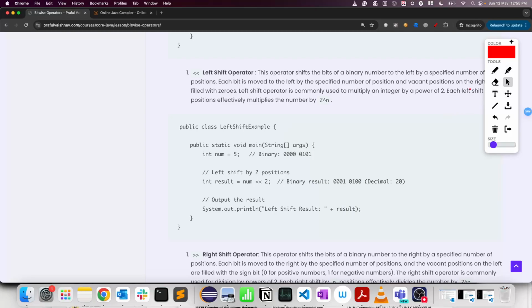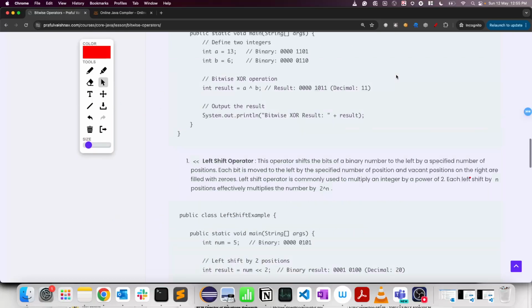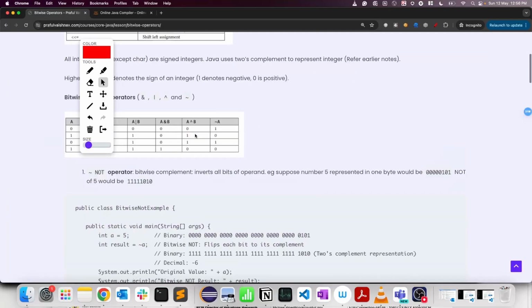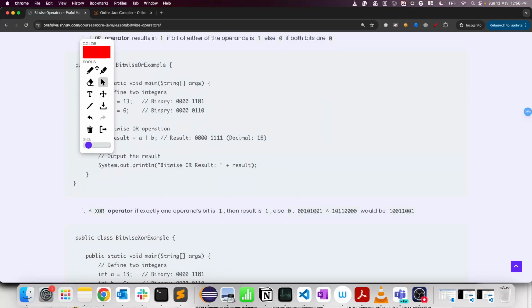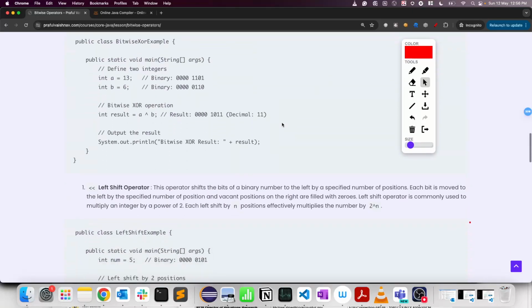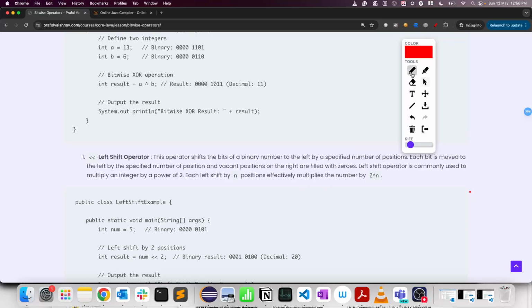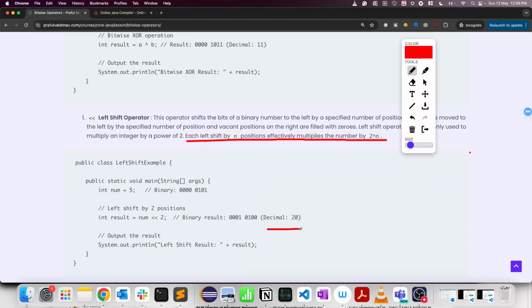Each left shift by n positions effectively multiplies the number by 2 raised to the power n. Since n was 2, it multiplied by 4, so 5 becomes 20.